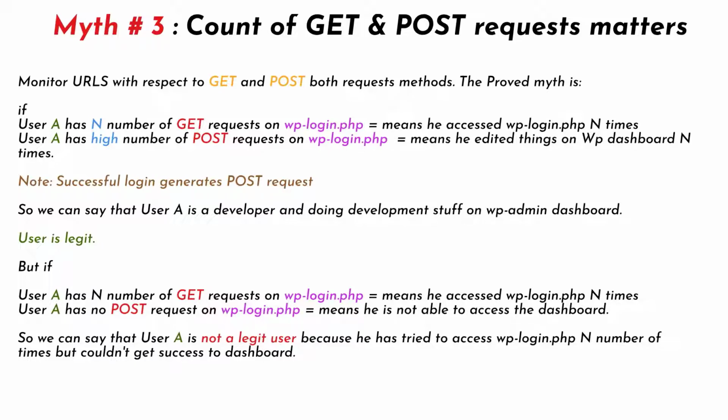So, user is legit. But if user A has n number of GET requests on wp-login.php, which means he accessed wp-login.php n times, and user A has no POST request on wp-login.php, which means he is not able to access the dashboard, then we can say that user A is not a legit user, because he has tried to access wp-login.php n number of times but couldn't get success to dashboard.